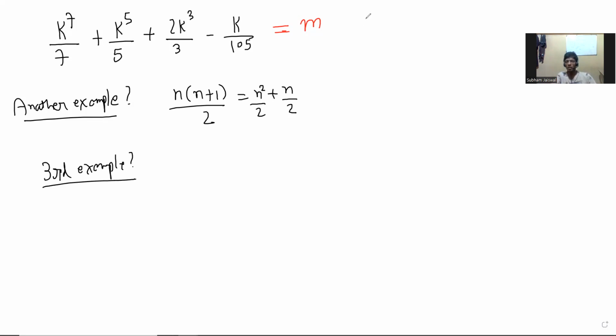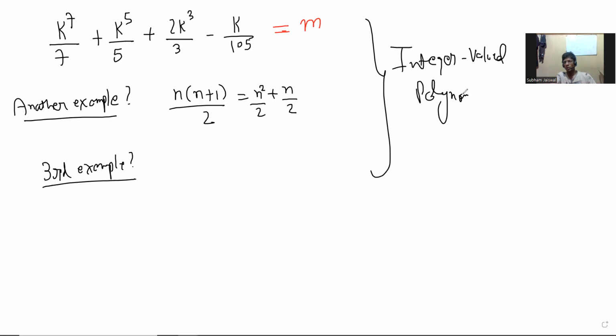These are called integer valued polynomials. You can Google this and read about it. You may not be able to follow a lot of it now, but you will be able to, and that depends on you. Integer valued polynomials are a very interesting topic.